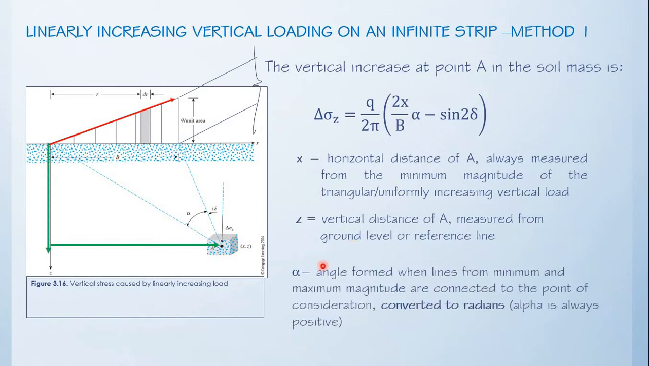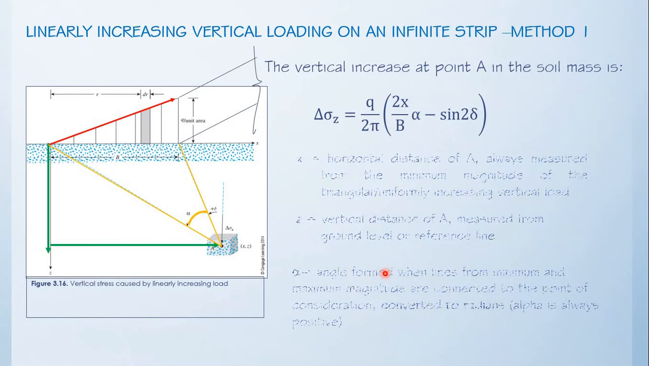Next parameter is the angle alpha, and alpha is the angle formed when lines from the minimum and the maximum magnitude are connected to the point of consideration. So this is our point of consideration. This is the minimum magnitude. This is the maximum magnitude. When lines are connected from the minimum and the maximum magnitude to the point of consideration, there is an angle that is formed, and that is angle alpha. Note that this angle should be converted into radians. The value of alpha is always positive.